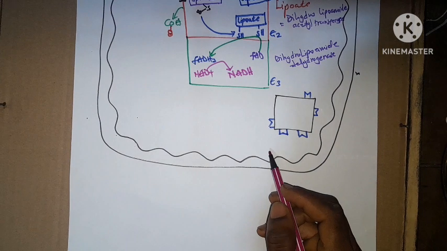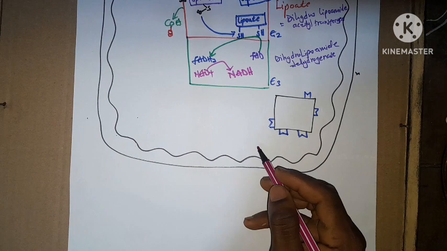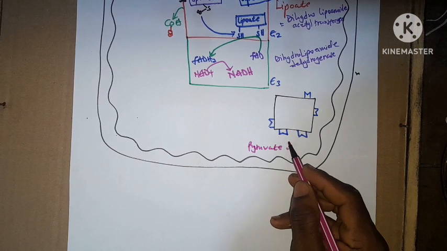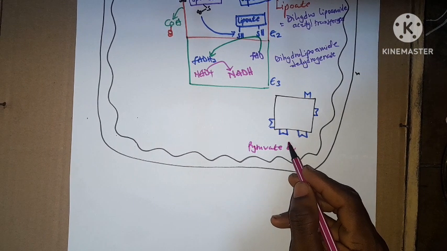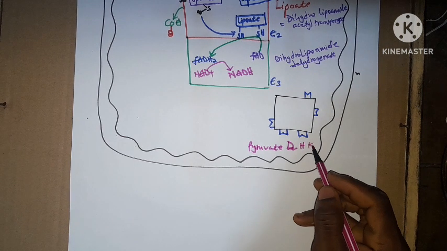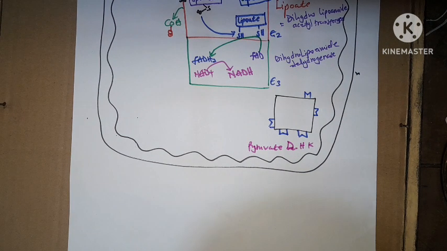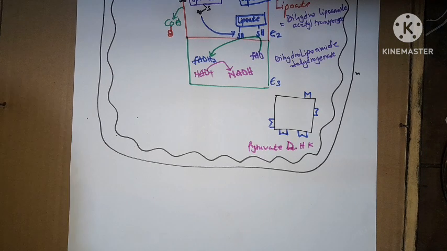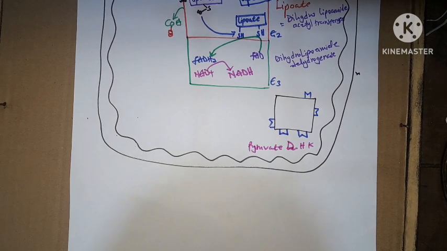So this is our pyruvate dehydrogenase enzyme. Pyruvate dehydrogenase kinase enzyme. And one indicator is ATP. When there is too much ATP, it's a high indicator of energy production, and that will stimulate this enzyme.